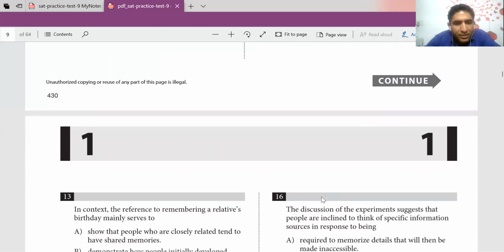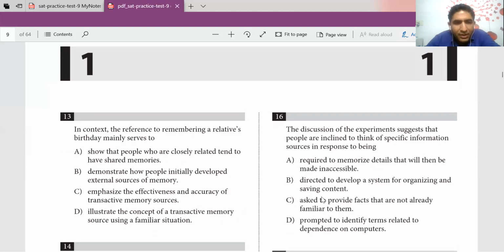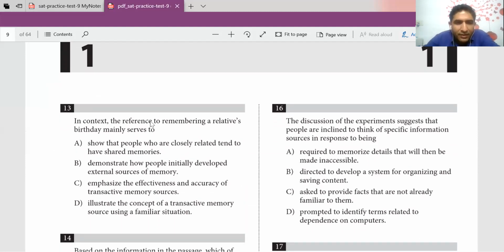In context, the reference to remembering a relative's birthday. Now, they have given an example here. If we do not remember a person's birthday, what do we do? We actually ask our family members what the birthday of this XYZ person was, which means we are asking our family members' memory as an extension of our memory. So that's what this passage is all about. It's giving a simple reference to describe this fact that we sometimes use an external memory source as an extension of our own.